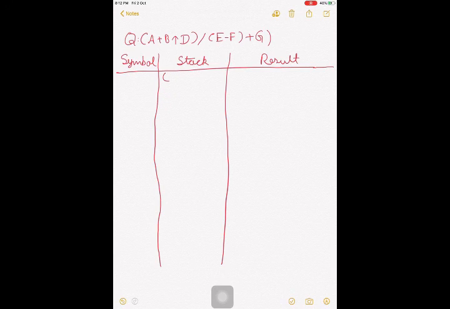Now we start scanning Q from left to right. The first thing that we scan is an opening bracket, so we get 2 opening brackets. Then we get A, which moves to the result. Then we get plus, which goes onto the stack. Then we get B, which moves to the result.